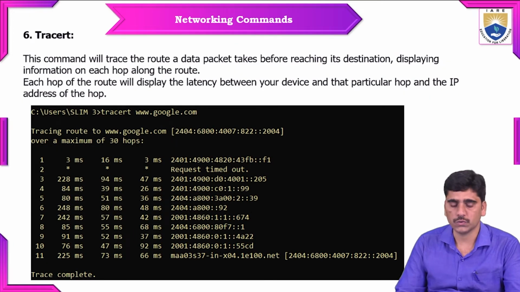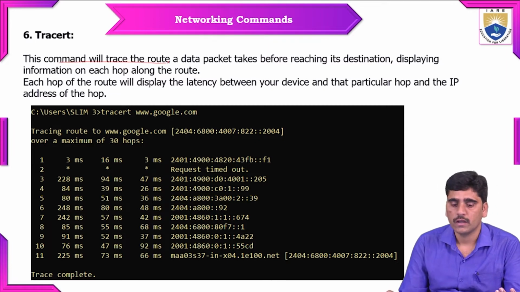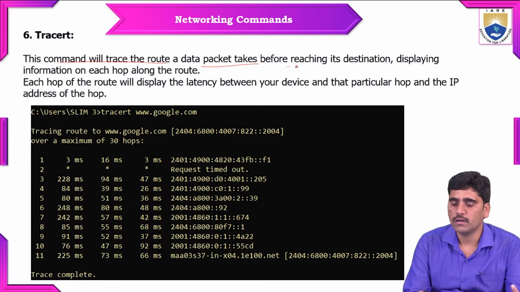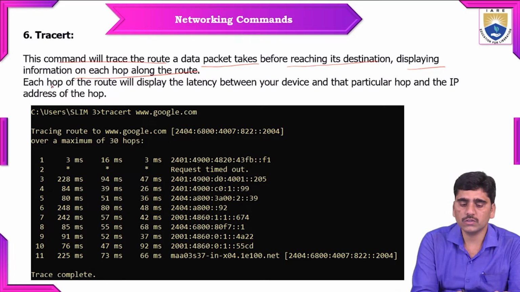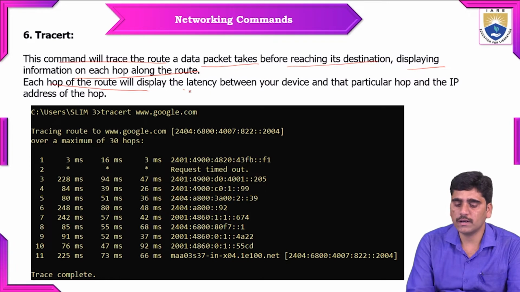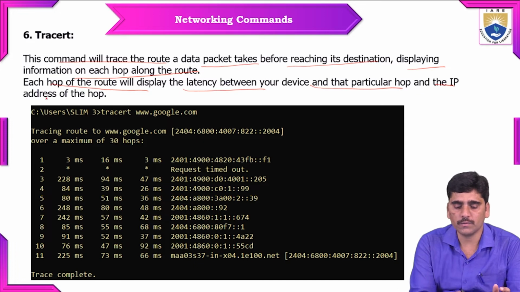And next one, the tracert command, or traceroute. This command will trace the route a data packet takes before reaching its destination, displaying information on each hop along the route. Each and every packet transmits data along the route, and each hop has some information. Each hop will display the latency between your device and that particular hop, and the IP address of the hop.